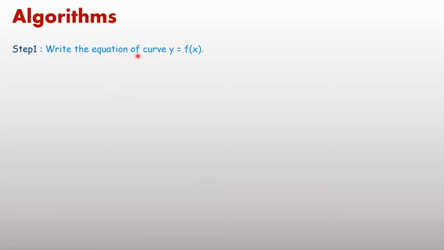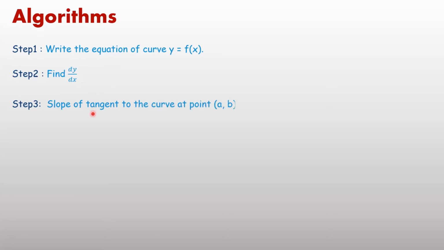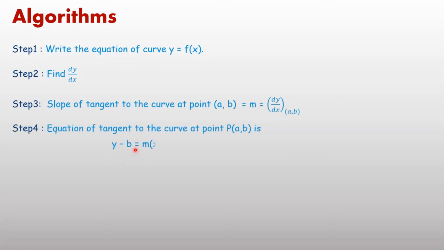For every question on a curve, first you write the equation of the curve, then second step, differentiate and find the value of dy by dx. Then third step, the slope of tangent to the curve at point (a, b). If point (a, b) is given, then we can write m equal to dy by dx at (a, b). And then the equation of tangent using the formula y minus y1 equal to m(x minus x1), means y minus b equal to m(x minus a).